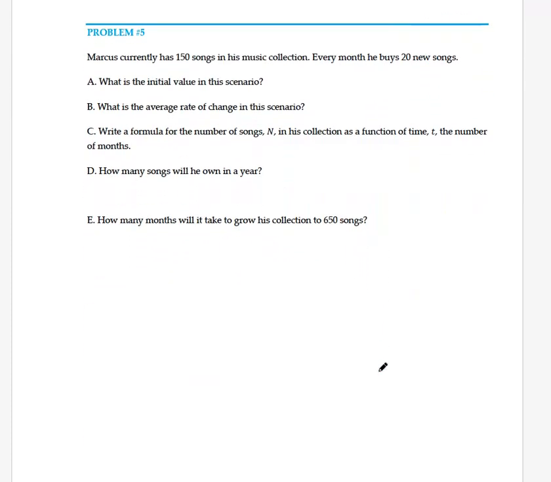All right, and then let's look at just a couple more things here. On this one, Marcus currently has 150 songs in his music collection. Every month he buys 20 new songs. What is the initial value in the scenario? Remember, that's going to be the y-intercept. So initially he already has 150 songs. So that's our initial value. The average rate of change is he's going to buy 20 new songs each month, so 20 per month.